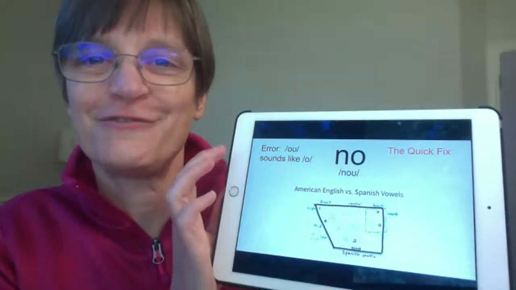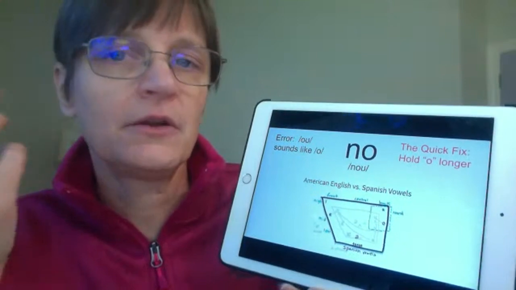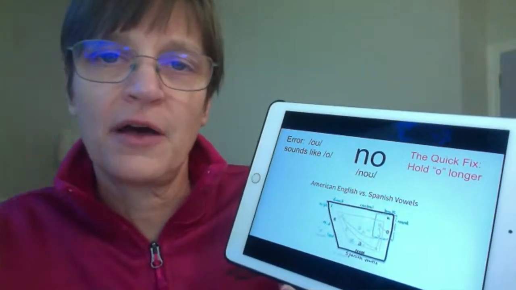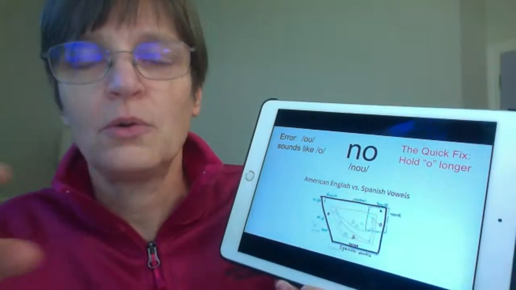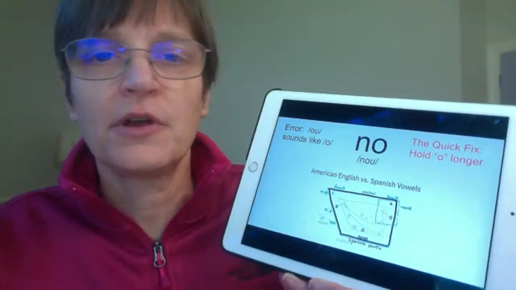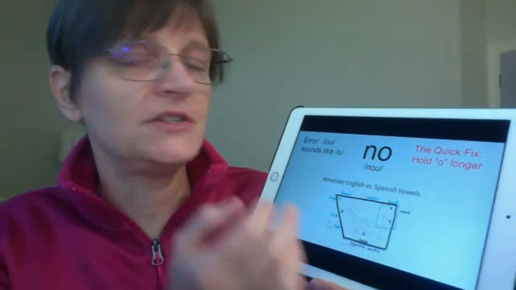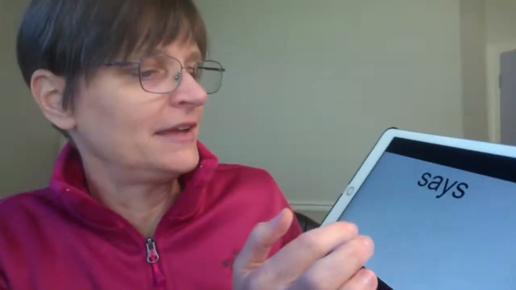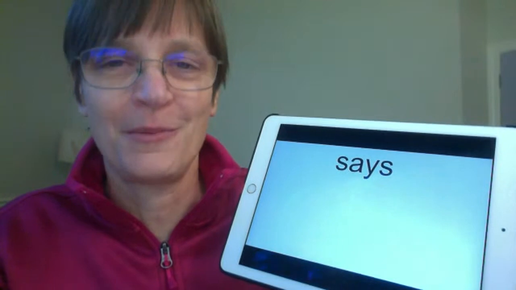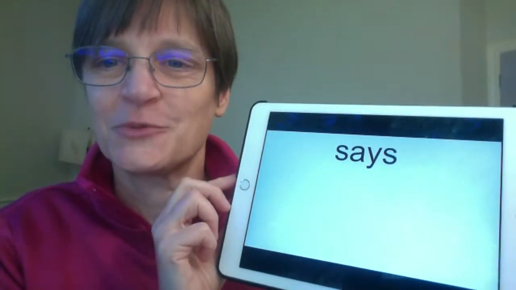The quick fix for this error pattern is simply to hold your O longer. You don't need to know the details about what the 2 vowels are or how your mouth is positioned. If you just hold your no longer, it'll sound more American. People won't think you're angry or upset or impatient, and you'll have that American sound. It's a really easy and quick fix for the O. If you can correct that in the word no, it will help you with other common words with the letter O as well. So let's look at our next word.